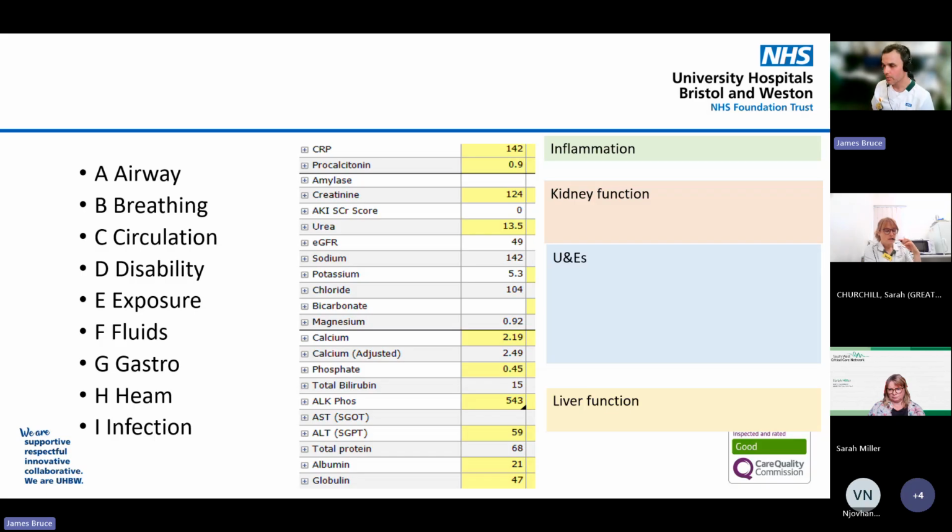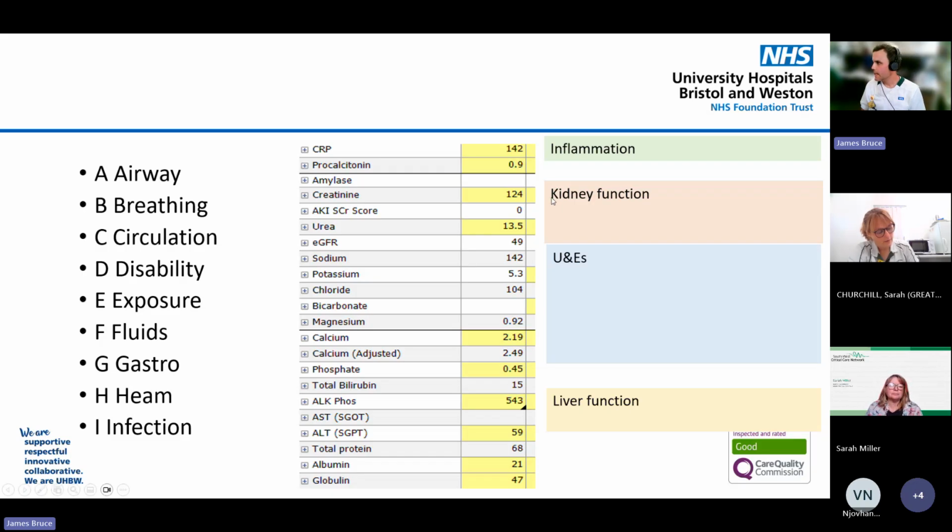If you think about I as well, your infection markers, so that's your CRP. And I tend to look at the trend as well. Is it going up or is it going down? And going back to heme, I often put albumin in there as well, just to look at edema management, but that's a different talk.